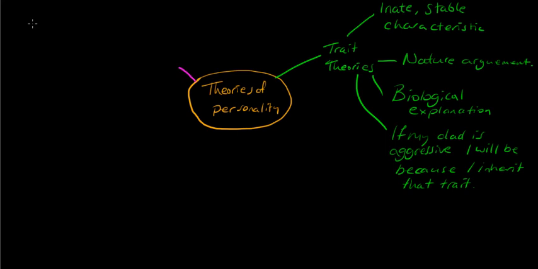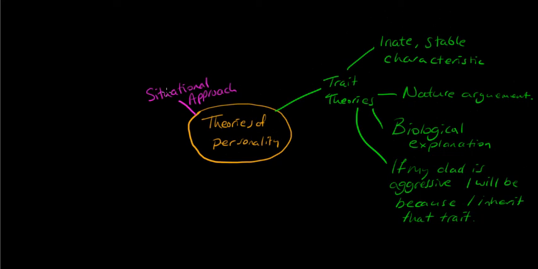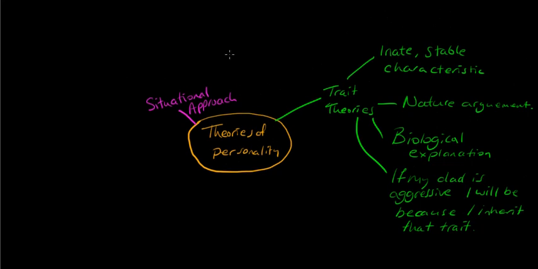The other view, or one of the other views, is what we call the situational approach. So these are trait approaches, if you like, or trait theories. These are situational approaches or theories, you may see them referred to. And these theorists would have us believe that we learn our characteristics, still these same sort of characteristics that we see over here, but we learn through observation.